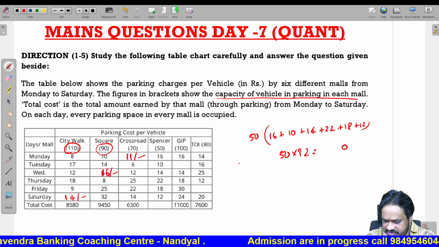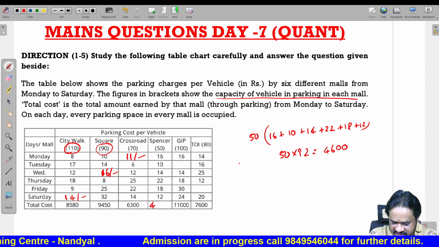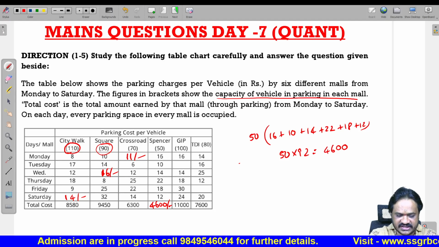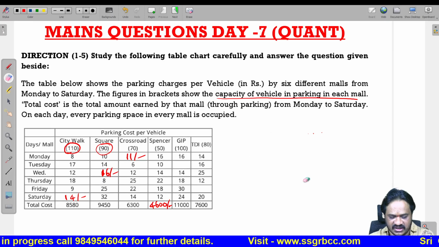That will give 0, 10, 46, 4600. So this total value is 4600. Now let us take GIP. Now we are calculating GIP mall.